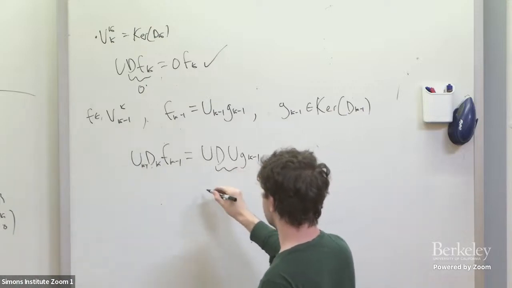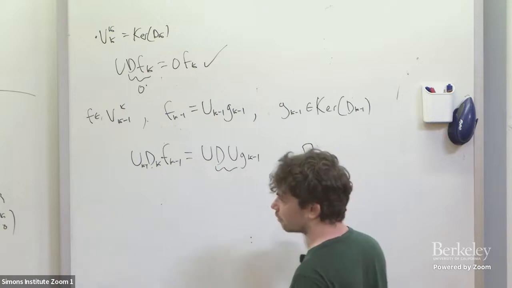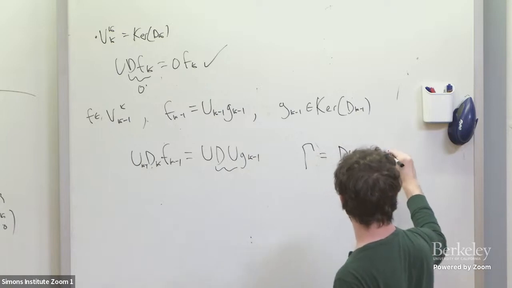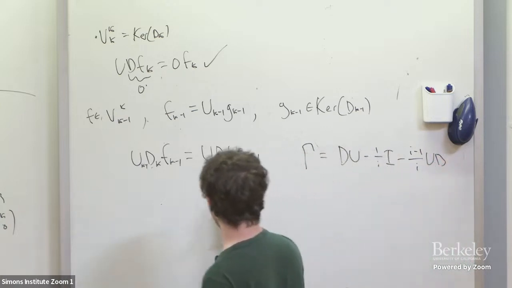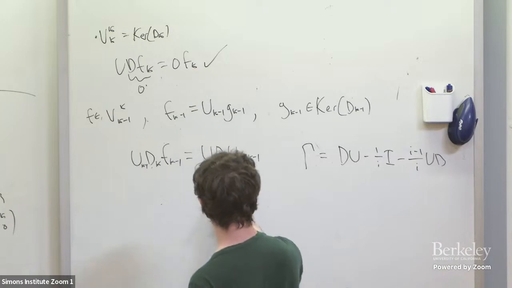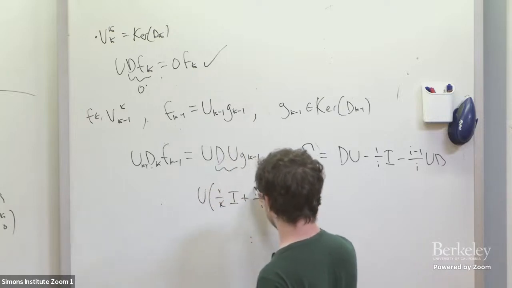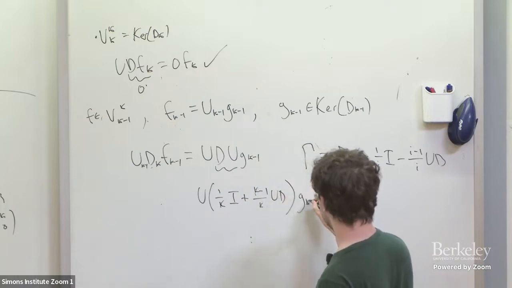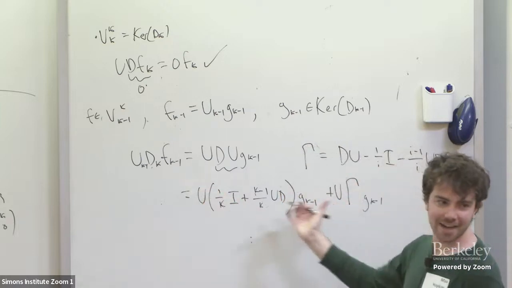So I can replace DU up to some term in gamma. Maybe let's write gamma as equal to this difference, DU minus (1 over i minus (i minus 1) over i) UD. So I can replace this with U times [1/i plus (i minus 1)/k times UD] applied to g_{k-1}, plus gamma, or formally U gamma applied to g_{k-1}. Right, I've done nothing in this step. I've just added and subtracted something.